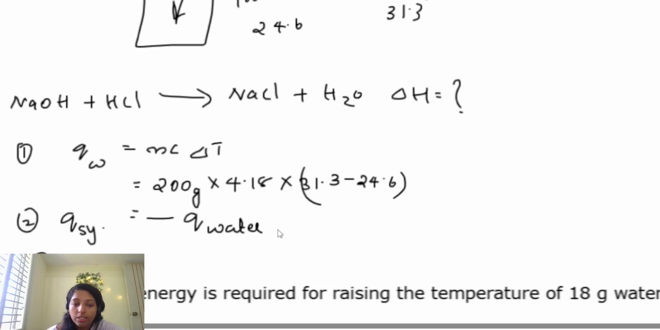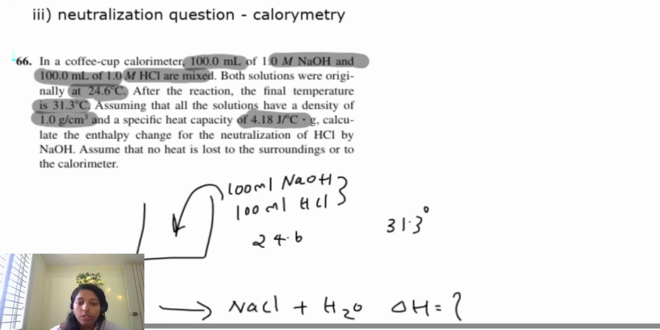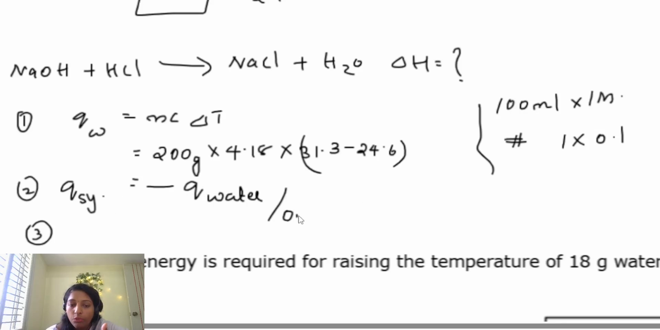If you know the Q water, this is for how many moles? You took 100 ml of 1 molar solution, isn't it? Both of them are 100 ml 1 molar. So what is the number of moles? Number of moles is equal to molarity times volume. So 1 times volume 0.1 is 0.1 moles. So this system energy is actually for 0.1 mole of reaction, 0.1 mole NaOH or 0.1 mole HCl.